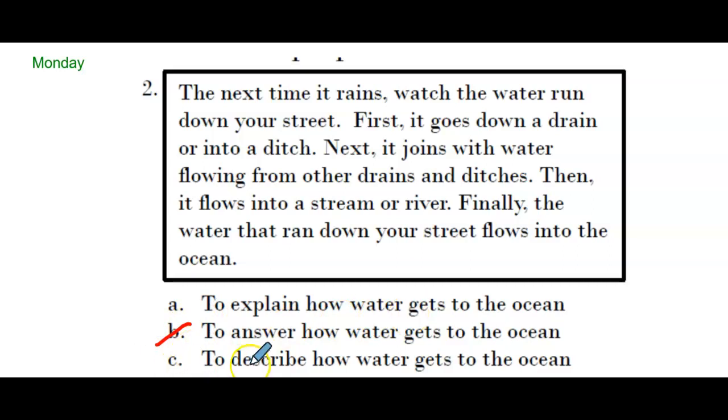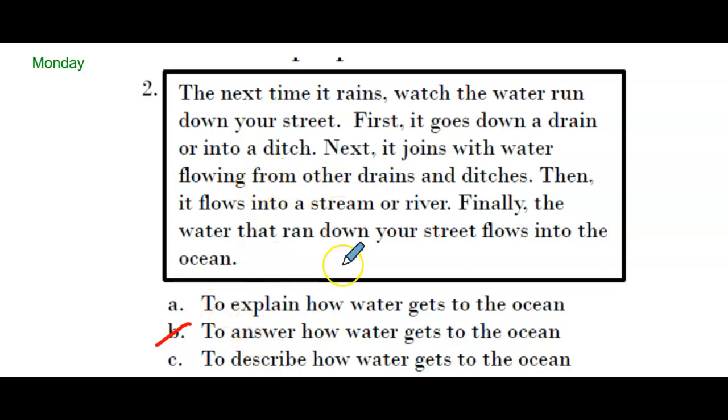Answer choice C says to describe how water gets into the ocean. Well, we did find out how water gets into the ocean. But remember, explain means to tell or give steps in an order, like first, next, then, or last. To describe means to tell how something looks with adjectives like beautiful, pretty, brown, tall, small.